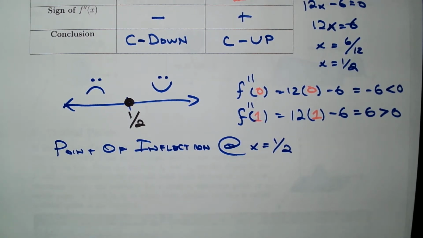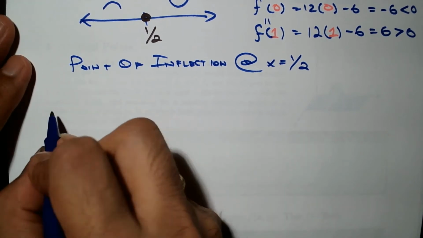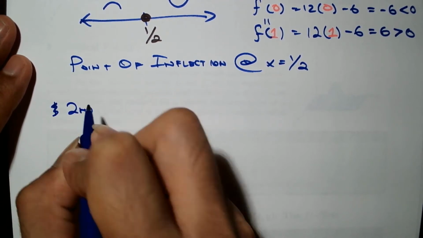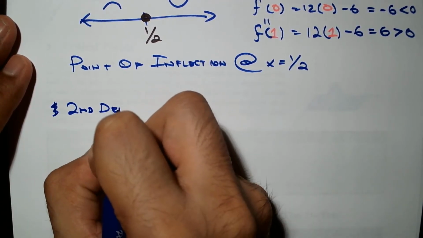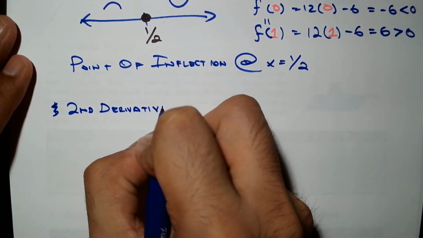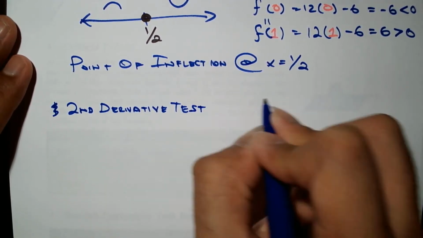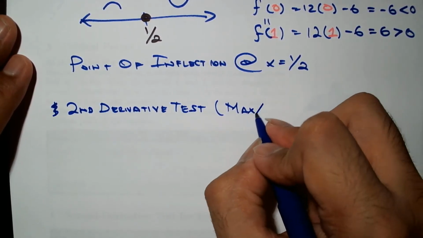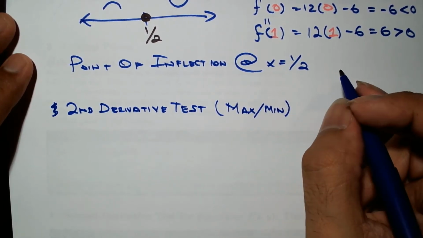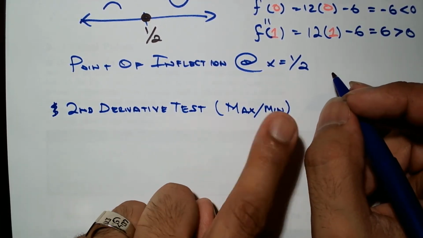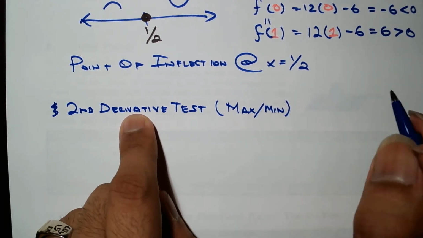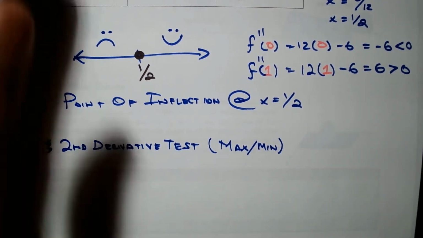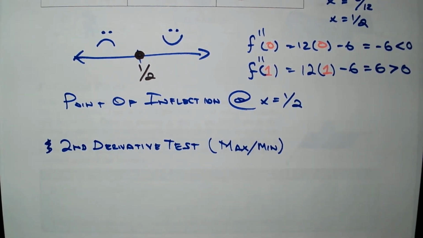Alright, so there is a second part of the second derivative test, to determine max and min. So wait a minute, hold on. I thought the first derivative test was for max and min, and the second derivative test to find concavity. Are we mixing up the ideas? Not really. We're not really mixing everything up.